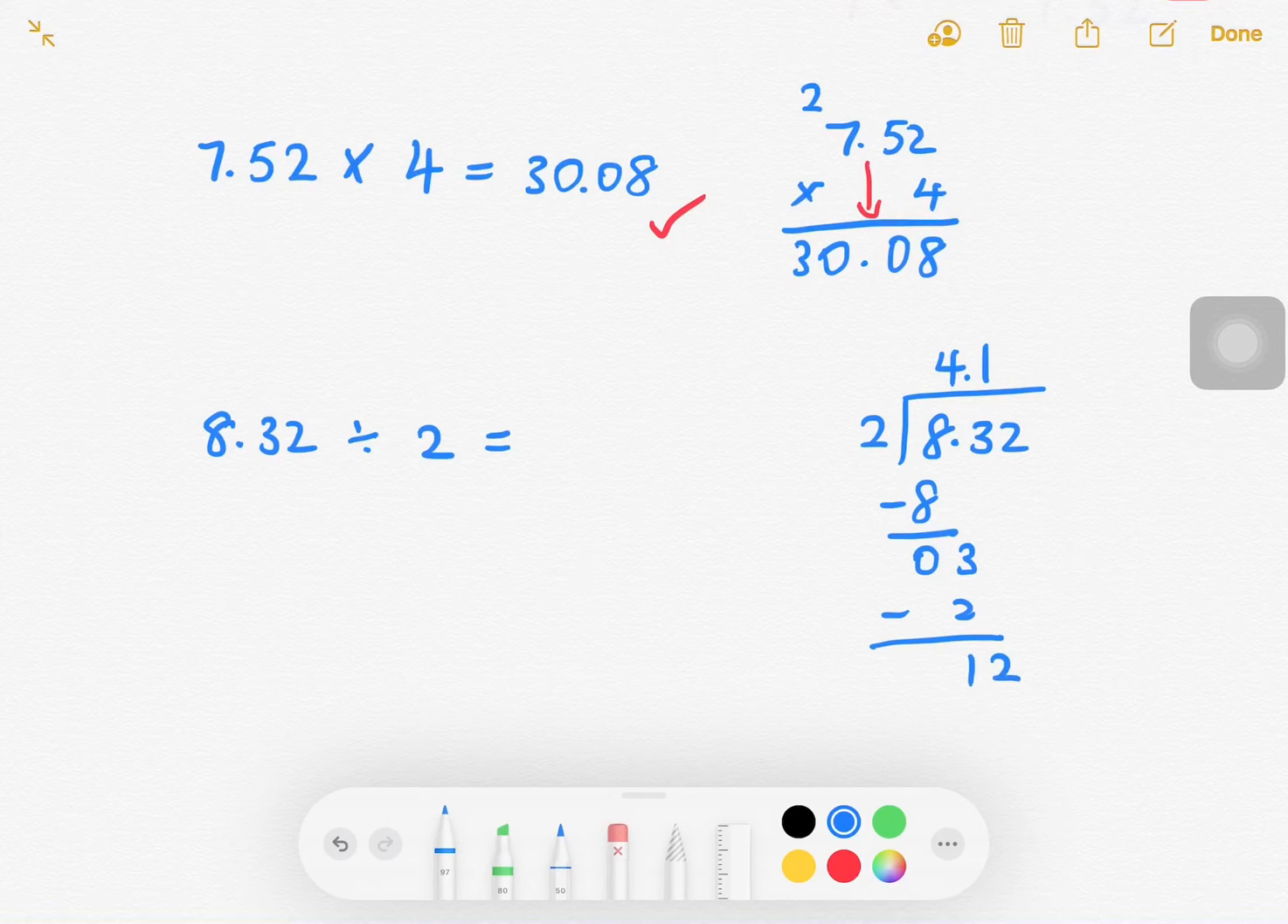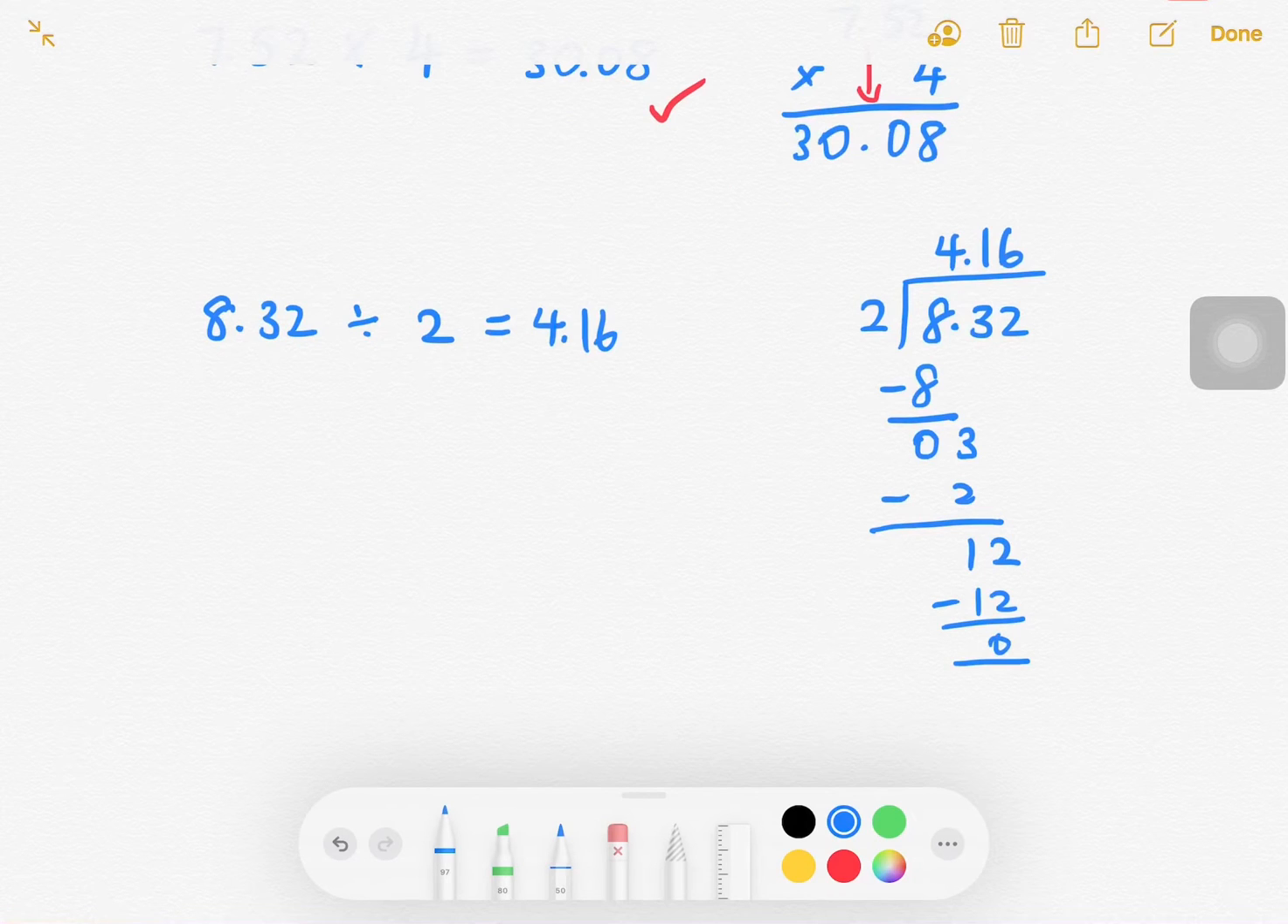And I bring down remainder 1, I have 12. So 6 times 2 is 12, I minus 12, I get 0. Okay, so it's 4.16. So there are two types. One is I continue to divide until I get no more remainder. The other one would be they ask you to express to a certain decimal place. Let me give you an example.